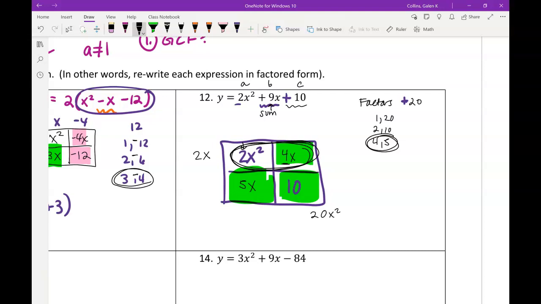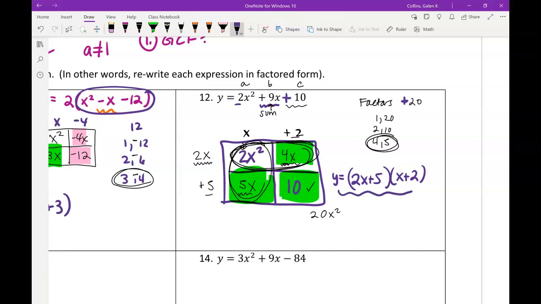So I have a 2x. And then I know if I pull out a 2x there, I have to have an x here. So if I think, what would I multiply 2x to make 4x? Well, I would need this to be a 2 here. And then if I look at this column, since I've already pulled out or factored out an x, I need a 5 down here. So now when I check, 5 times 2 is 10, and it checks out. So our answer in factored form is 2x plus 5 times x plus 2.